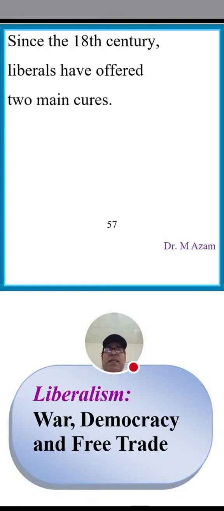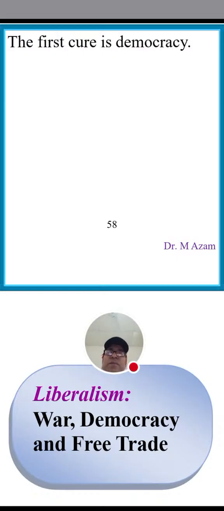Since the 18th century, liberals have offered two main cures for war. What are the two main cures? The first cure is democracy. The second cure is free trade. These are the two cures for war in the view of the liberals.